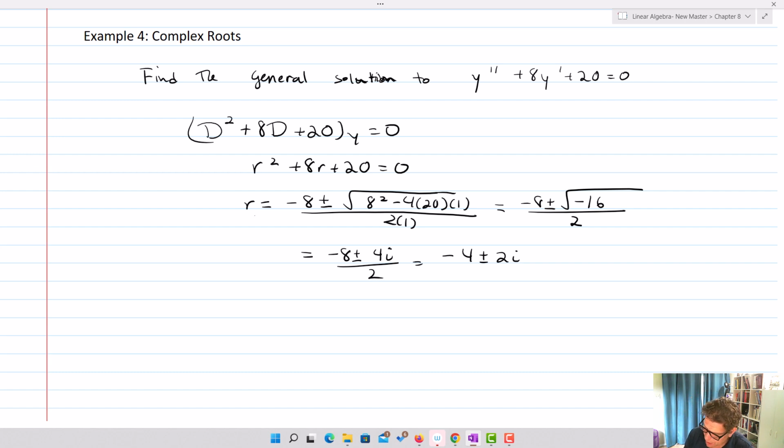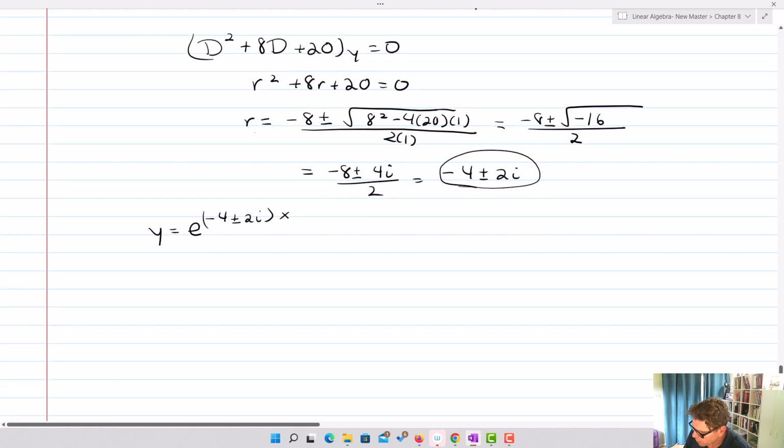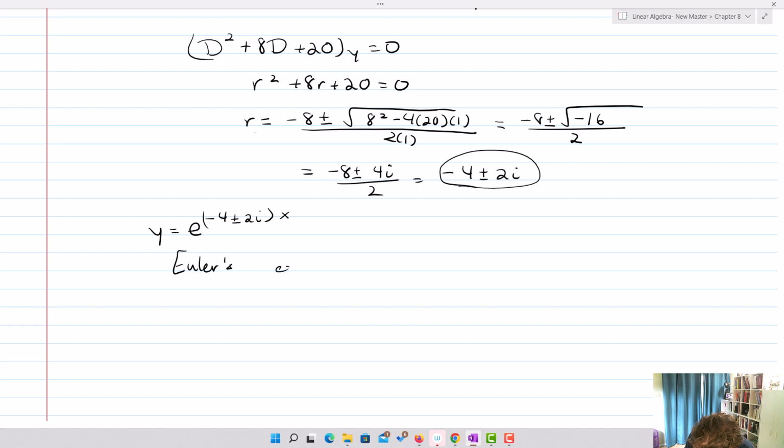So now we've got this solution. So if I wrote it as y equals e to the negative 4 plus or minus 2i x, right? That's the form of our solutions normally. Well, what we're going to need to do is actually modify that, because that doesn't really help us out a ton. I mean, it does and it doesn't. What we're going to use is something called Euler's equation. And Euler's equation looks like this.